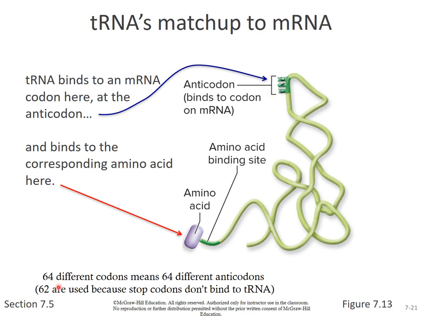And there are 64 different codons, which means 64 different anticodons. I have 62 here. Because there are stop codons, but really there are three stop codons, so really that's 61. But you won't need to know that.